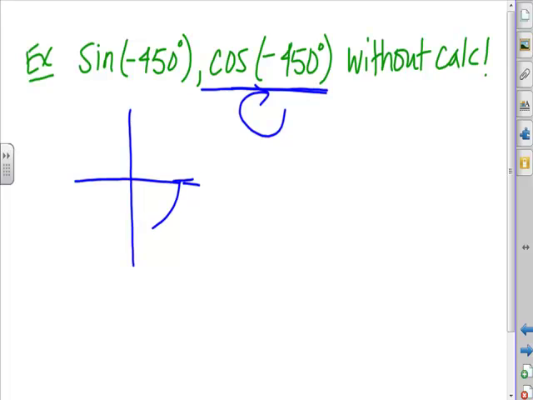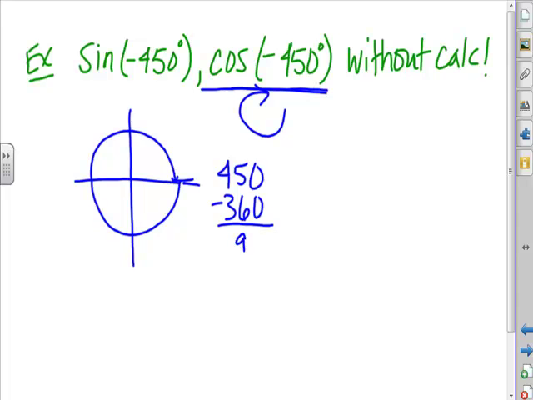So basically, I'm not even going to draw the unit circle. I'm just going to go like this and say, okie dokie, there's 360. But I'm not done because I have some more degrees. So the question really is, how many more do I have? What is the difference between 450 and 360? And that difference is 90.